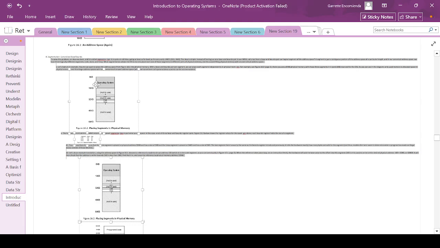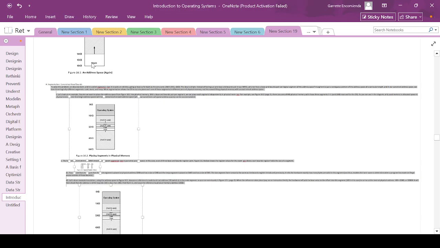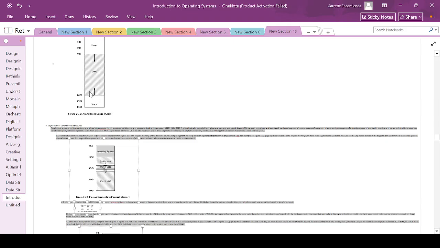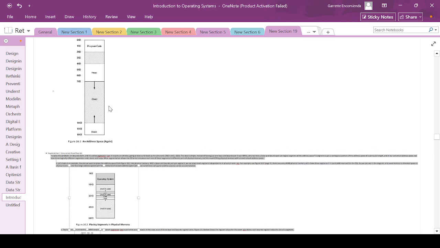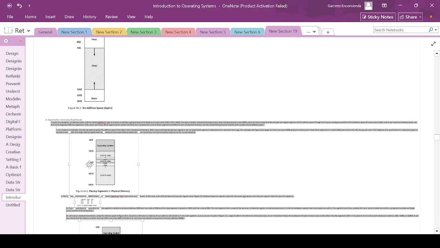So let's look at an example. Assume we want to place the address space from figure 16.1, which is here at the top, into physical memory. With a base and bounds pair per segment, we can place each segment independently in physical memory. So if we separate the base and bounds for each logical segment, we can have them placed separately in physical memory and still have the rest available for other processes. For example, see figure 16.2.